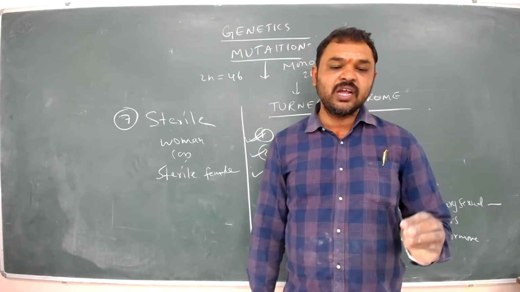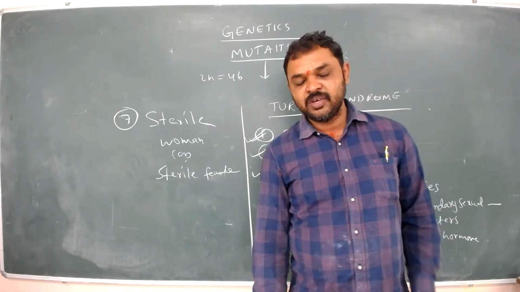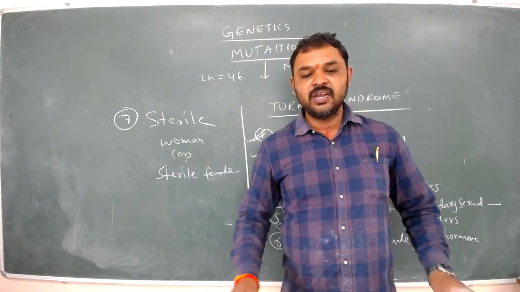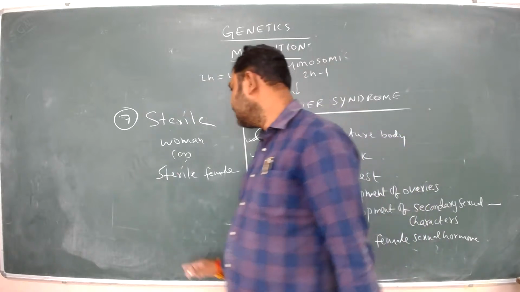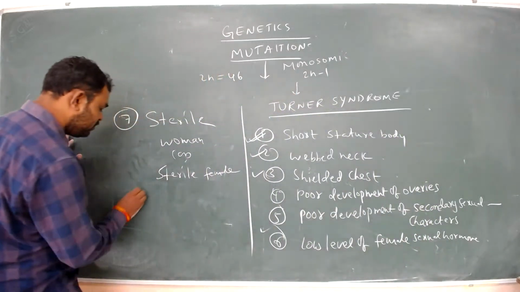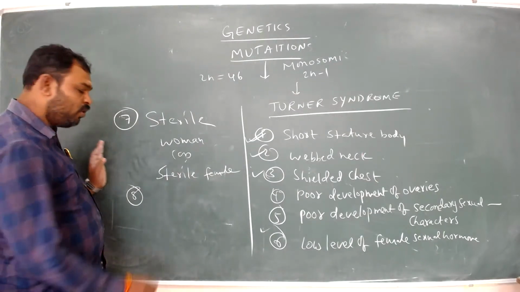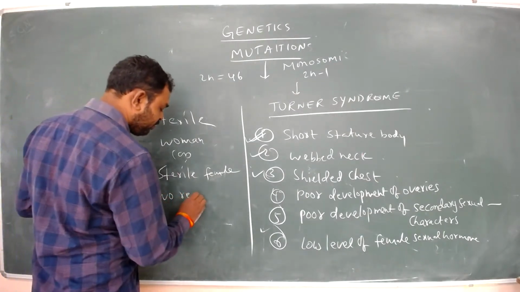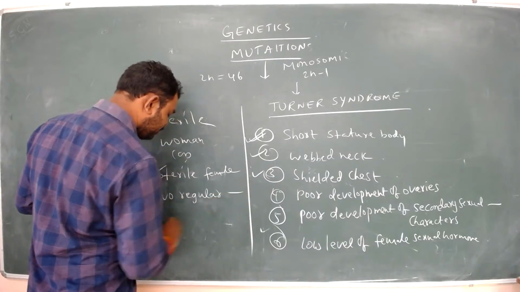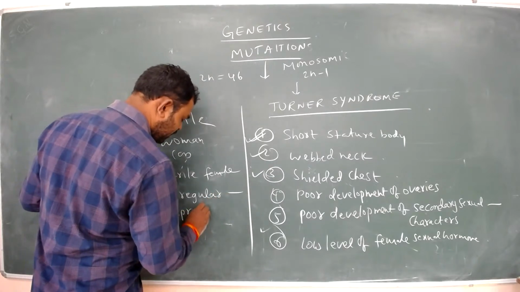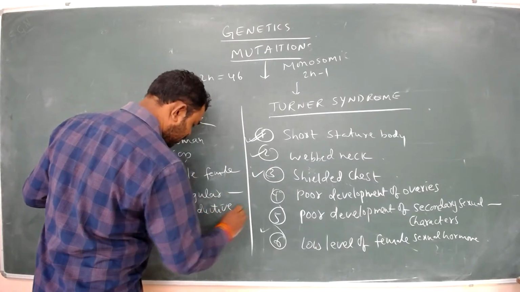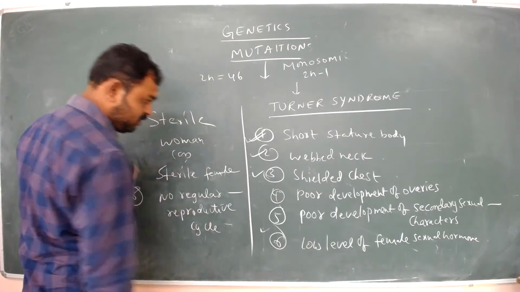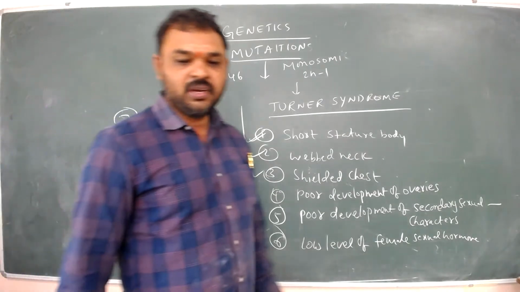Therefore, there are no regular cyclical changes. The menstrual cycle could not occur in a regular manner, so it is impacted. There is no regular reproductive or menstrual cycle. These are the characteristics of Turner syndrome.